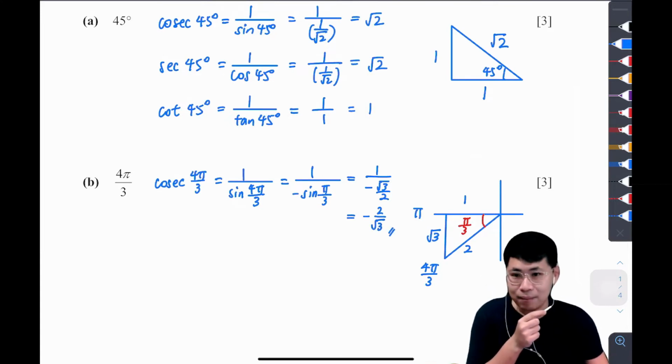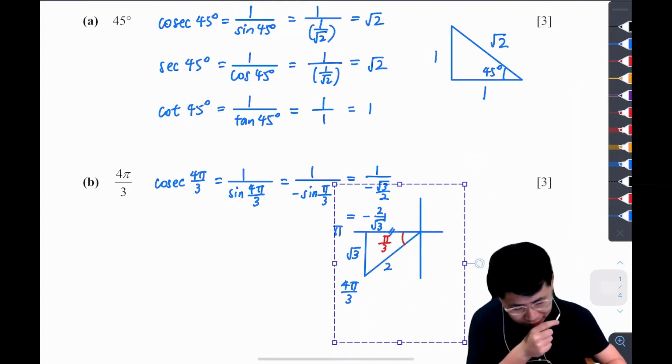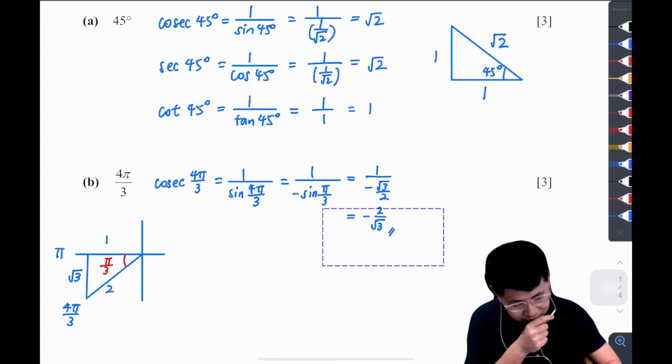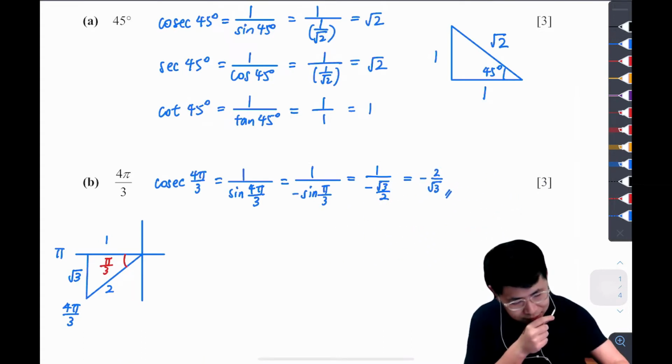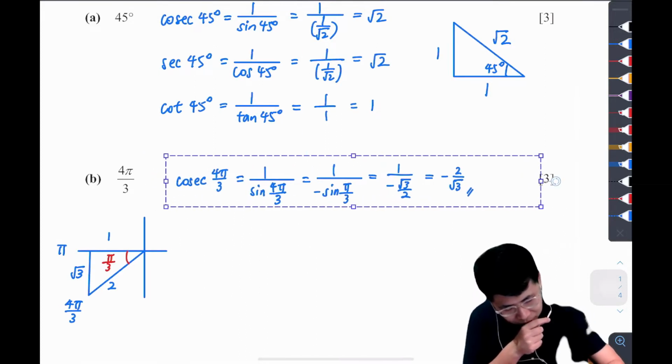Okay, next one. Or maybe let me move this away. Let me move this here, and let me move this one over here. Okay, easier to see. Wait, one more. Let me move the whole thing here.